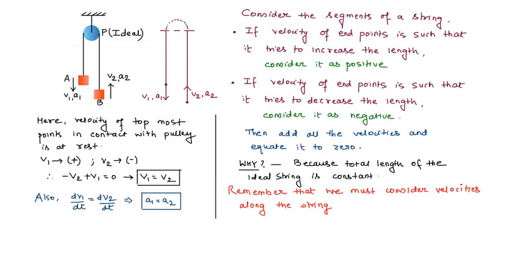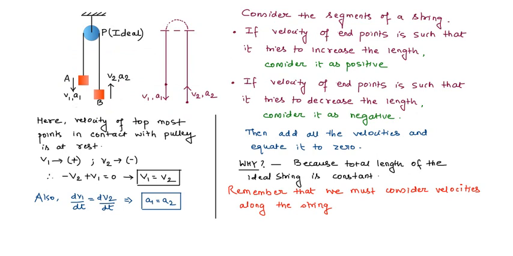Now suppose there are two blocks A and B. At a certain instant the block A has a velocity v1 and acceleration a1 in the downward direction, and block B has a velocity v2 and acceleration a2 in the upward direction, and I want to find the relation between v1, a1 and v2, a2. So how do we do this?